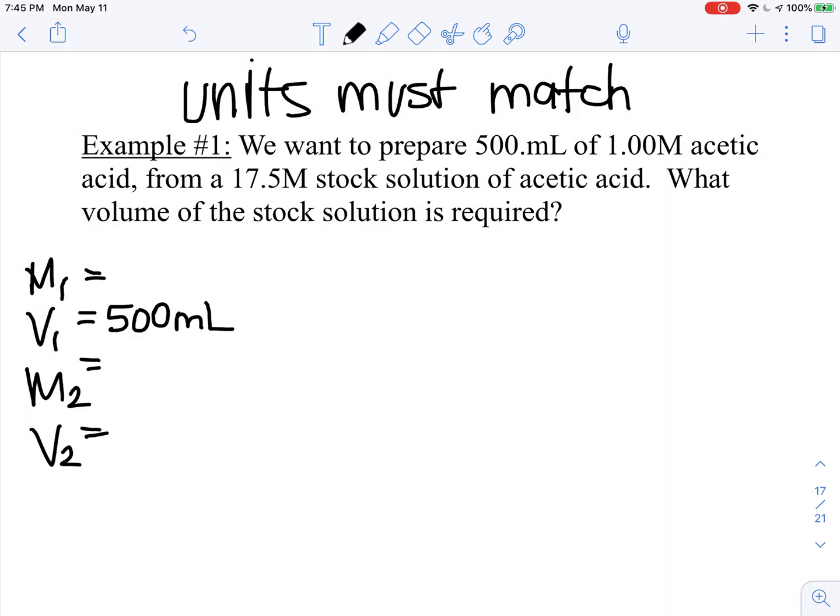Lots of different measurements, but as long as your units match, you will be fine. So units don't matter except that they have to match. So back to the problem.